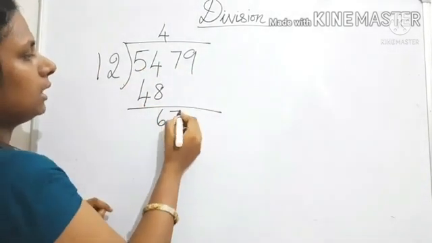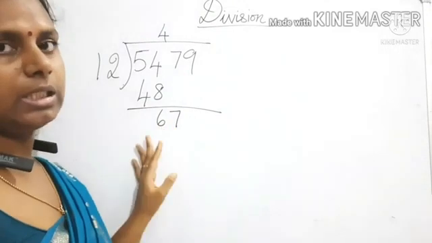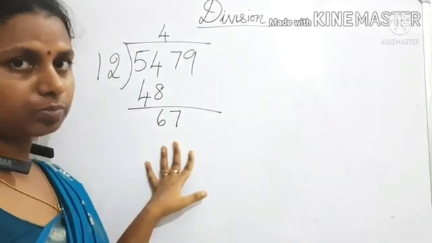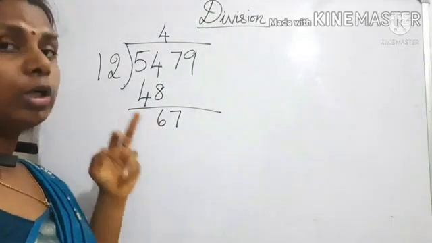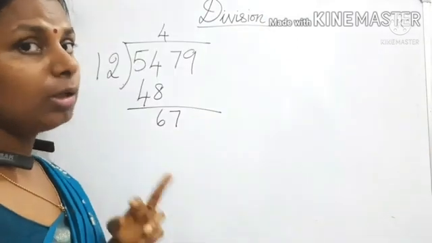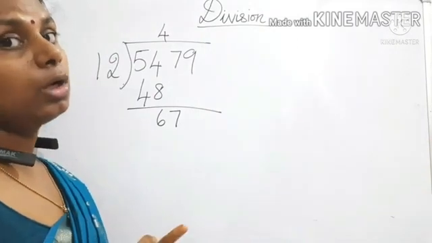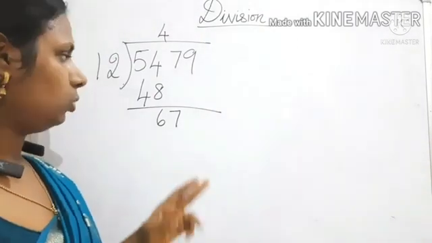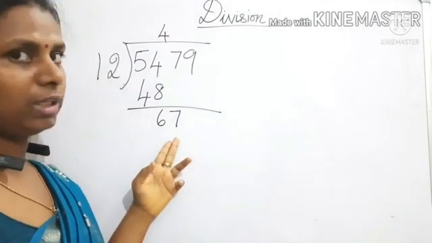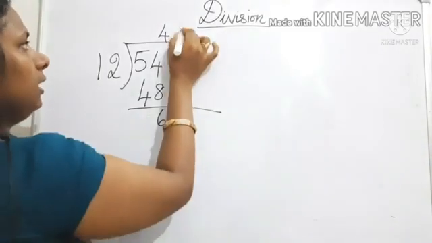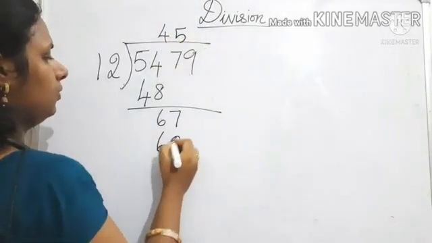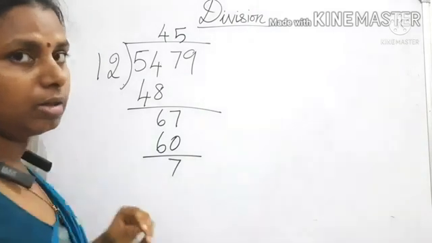Now let me take the next number 7. 67 now it became. Again I am going to say the table of 12. 12 fives are 60. 12 sixes are 72. 72 is a greater number, so we cannot take it. 12 fives are 60. Okay, 7 remainder.